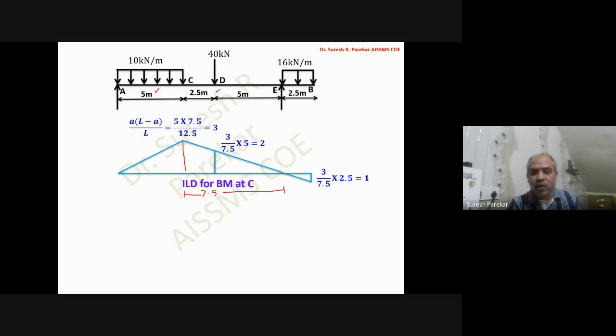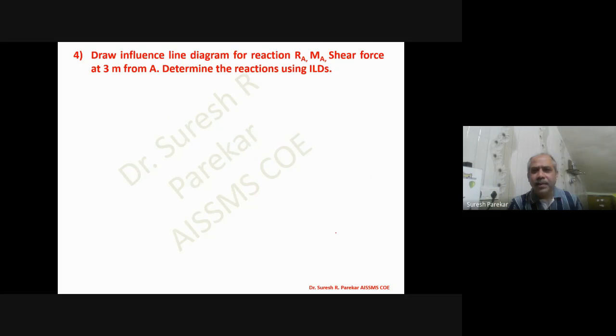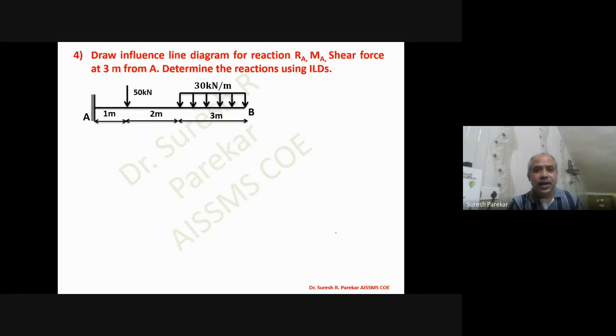And then we have to go load into ordinate if we have a concentrated load, and load into area if we have a UDL. So 10 into 1 half, 3 into 5, that is the first portion. This portion we are going to consider between A to C, then plus 40 into 2 for this portion, and this is again minus because it is in the same direction, and we are going to get the value of MC, that is 135 kilonewton meter.